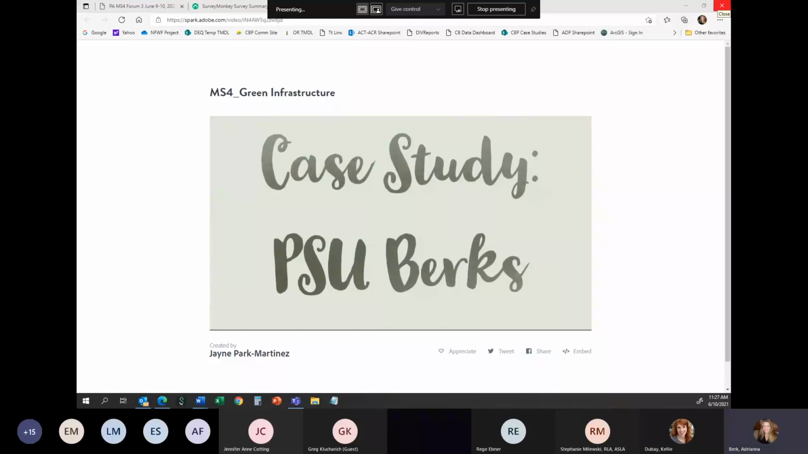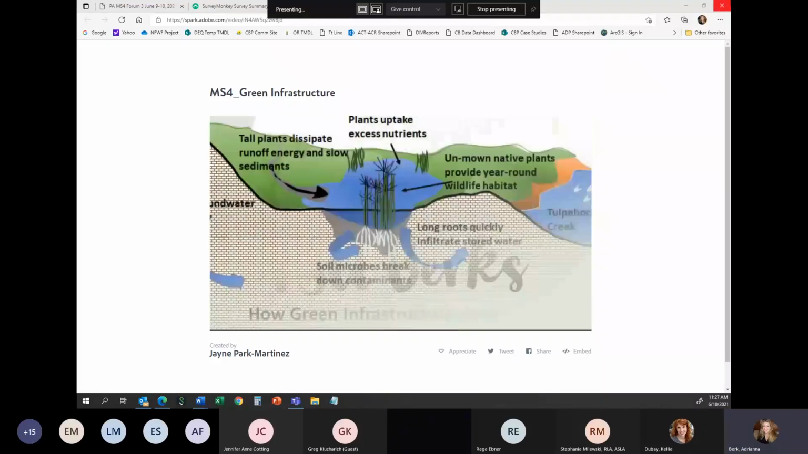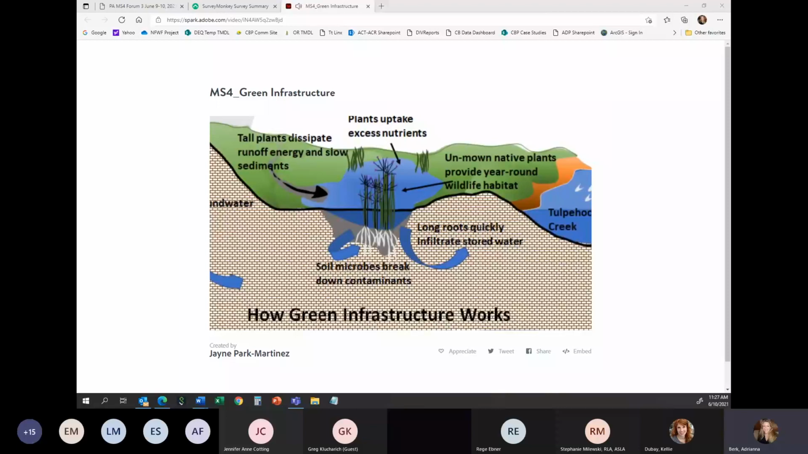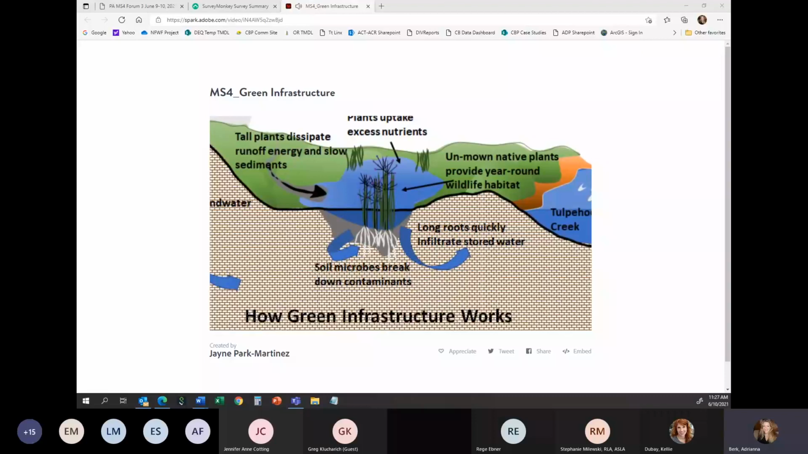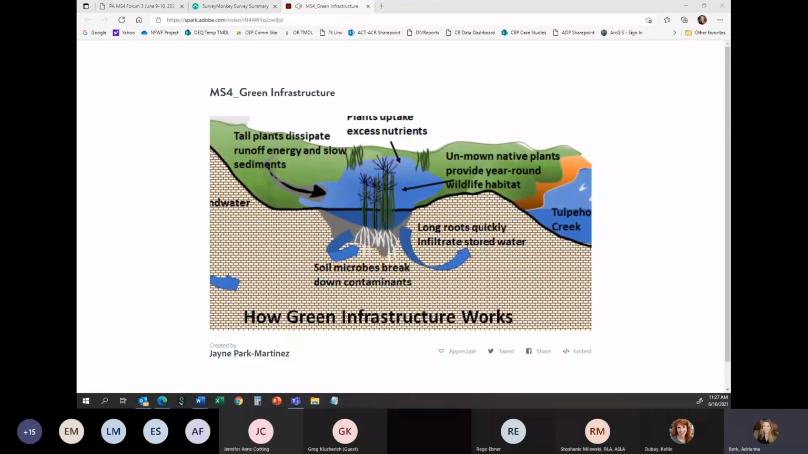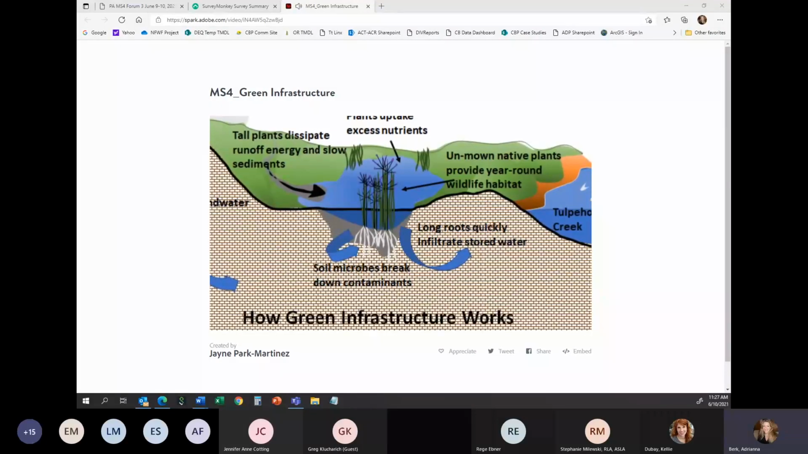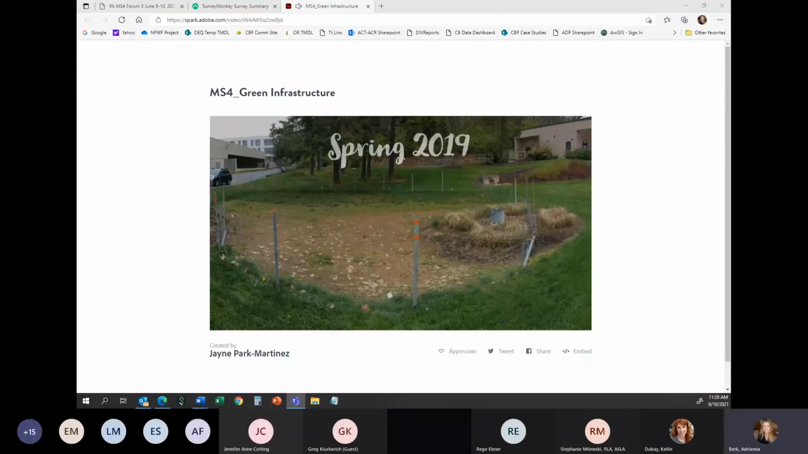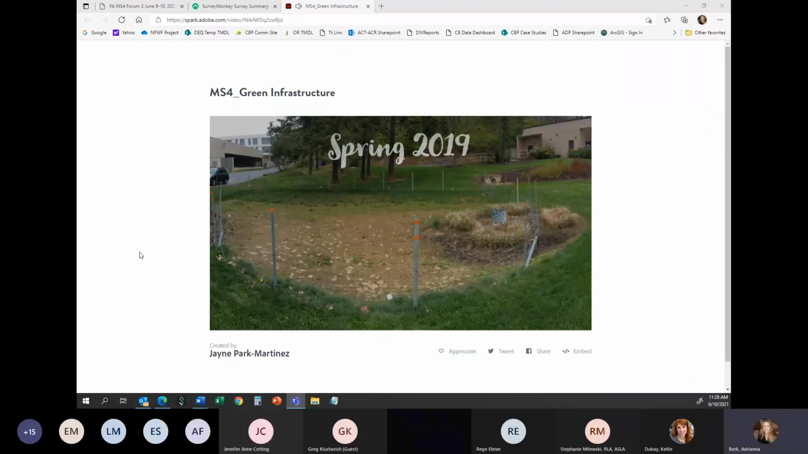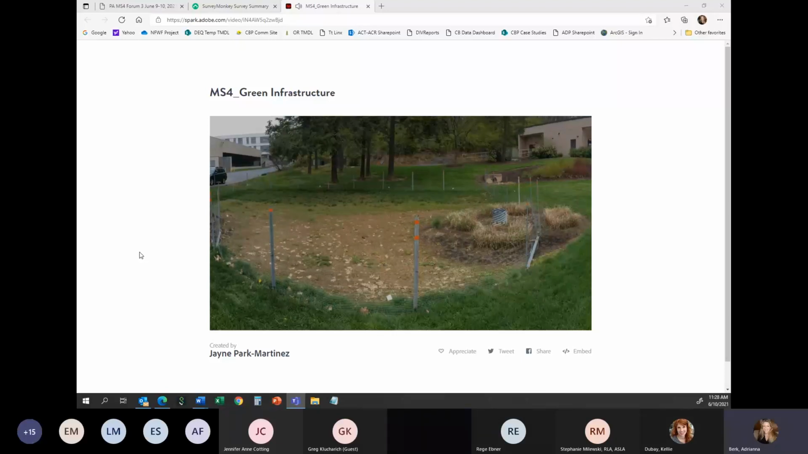At Penn State Berks, we are experimenting with green infrastructure. Green infrastructure uses natural processes like infiltration, biodegradation, and evaporation to help manage stormwater and reduce impacts to communities and surface water. Here is a stormwater detention basin on Penn State Berks campus. This photo from spring 2019 shows a muddy basin where the turf grass has died because of frequent flooding. Due to a lack of vegetation, the basin ponded water and was unsightly.